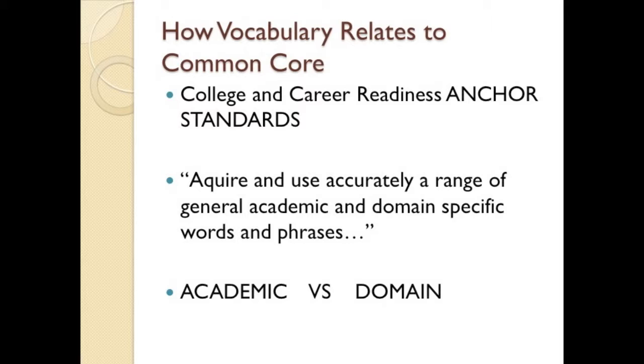And just to refresh about how vocabulary instruction relates to the Common Core Standards, one of the anchor standards says that students will acquire and use accurately a range of general academic and domain-specific words and phrases. So we have a difference between academic words like in primary compare and contrast and attribute, and domain-specific words, which would be like, for example, in science, words associated with matter.